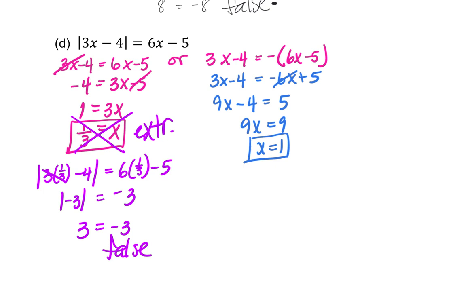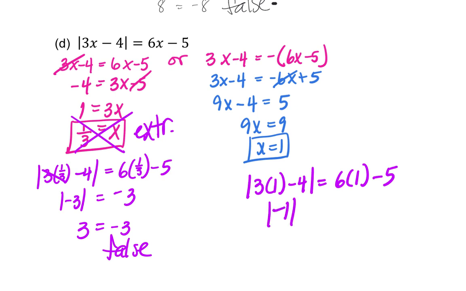So let's check the 1 and make sure the 1 works. 3 times 1 minus 4 equals 6 times 1 minus 5. Well, 3 times 1 is 3. 3 minus 4 is negative 1. And the absolute value of negative 1 is 1. 6 times 1 is 6. 6 minus 5 is 1. Check. That one works. Questions?